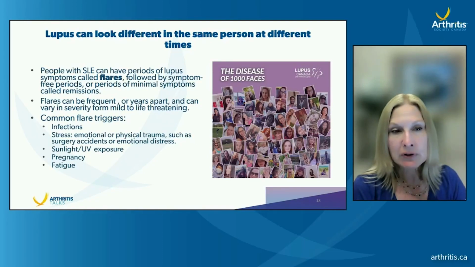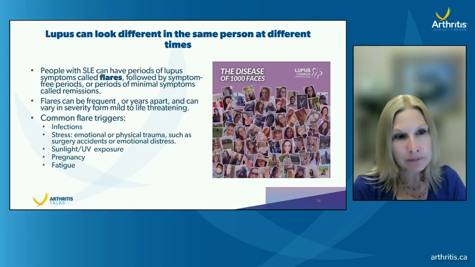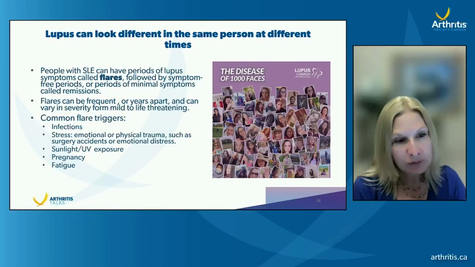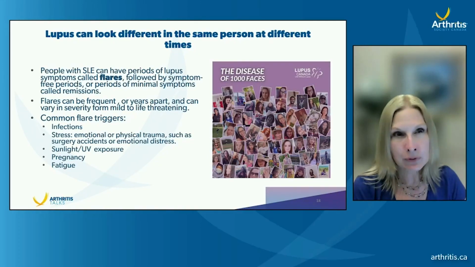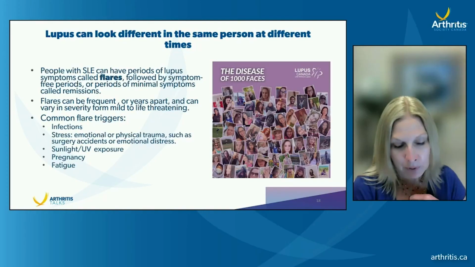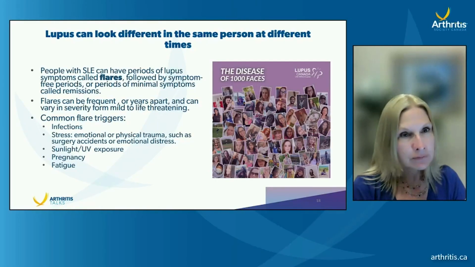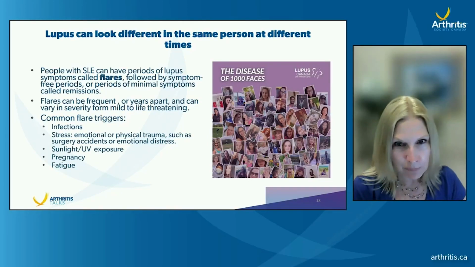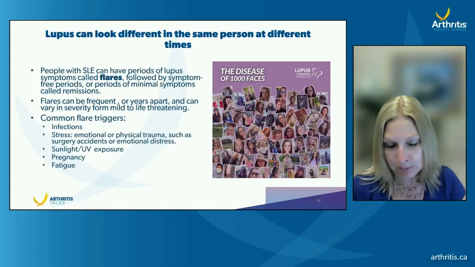These flares can be very frequent, or they can be years apart, and they can be mild and not too bothersome, or very severe and life-threatening. It's really all over the place. The things that trigger flares are in some ways quite similar to what triggered lupus in the first place, including infections or stressors, UV light, pregnancy, fatigue. However, very often we can't pinpoint a single event that might have triggered a flare in a person. So when you put all this together, a wide variety of organ systems, different in different people, different in the same person over time. It really is the disease of 1,000 faces. You can see that I swiped this image from Lupus Canada, and it really is an extremely variable disease.